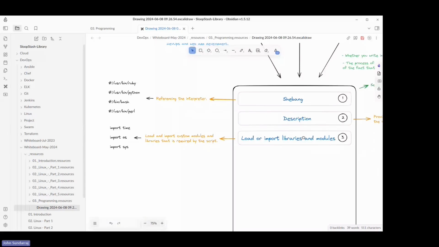So that should be the third step. And then we have the fourth step. Naturally, always the essential step, but that is very important in scripting, which is what we call access control management or access control levels.